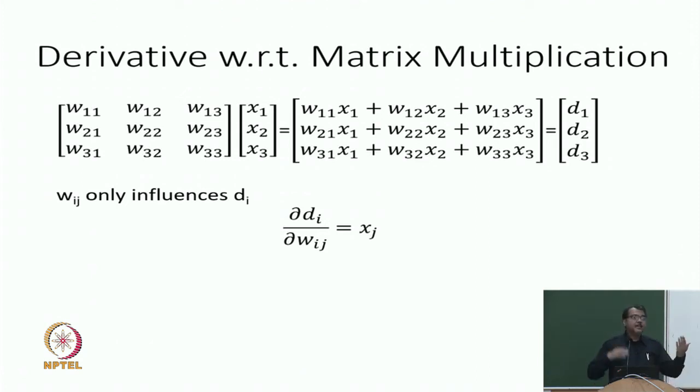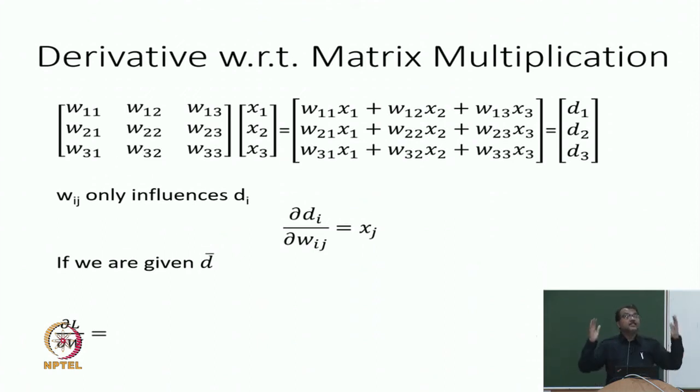And now, let us say the back propagation d bar is flowing back. So, let us say I am given d bar. So, what do I need to compute? I need to compute derivative of loss with respect to W. Now, this is going to be what? The partial derivative of L by W is going to be a vector, a matrix, a number? How many W's do I have? 3 cross 3. So, therefore, this output is also going to be a matrix, right.